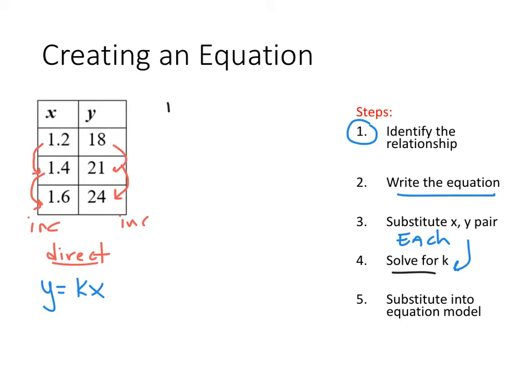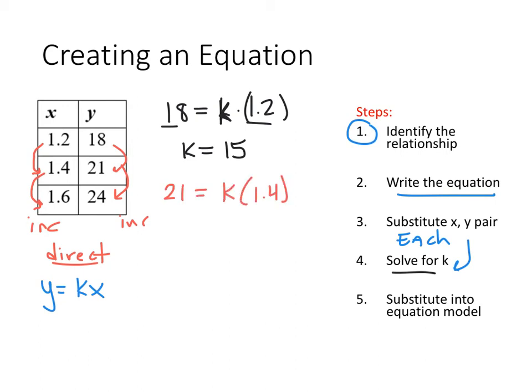So my first pair is 18 equals k times 1.2. And by doing this, I'm going to solve for k, and if you notice, we can solve for k very easily by dividing 18 by 1.2. And when I do that, I get a k value of 15. And now I need to keep doing that because I want to make sure that k is the same every single time. So I'm going to go to my next equation, substitute my x and y pair. 21, does that equal k times 1.4?